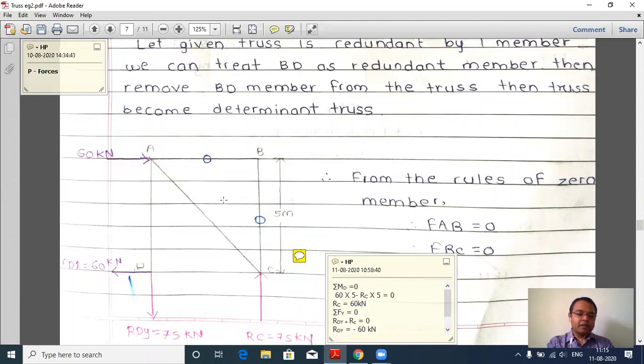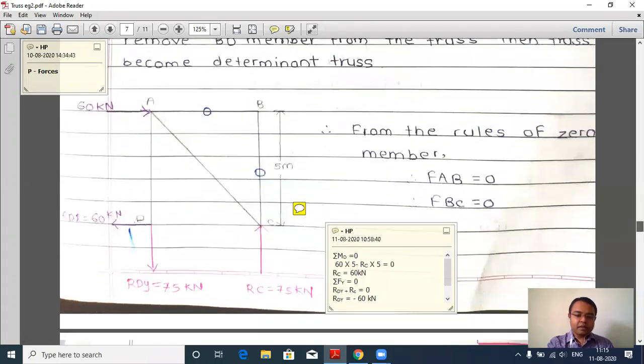Next, calculate the support reaction. So again, calculate the support reaction. Here, first step, we'll assume the direction. We'll assume that reaction RDY is going upward. Actually, this is the final; we are looking at this arrow in the downward direction. This is the final answer actually. But first step is the assumption.